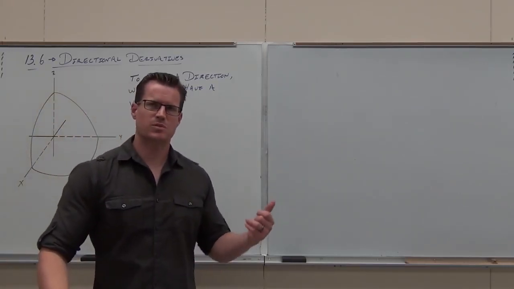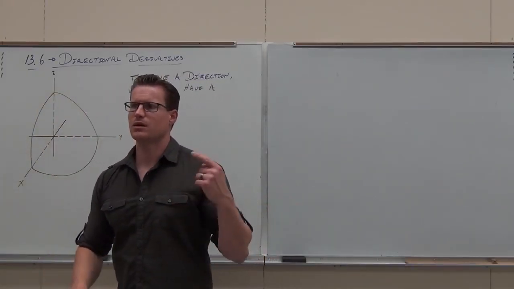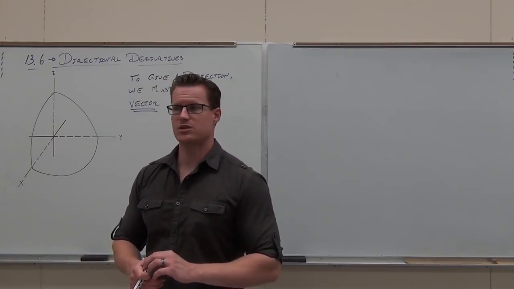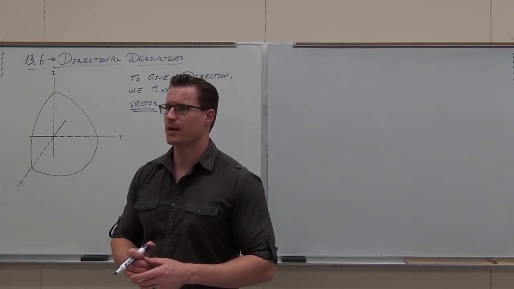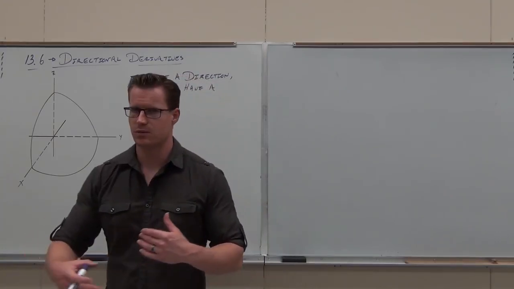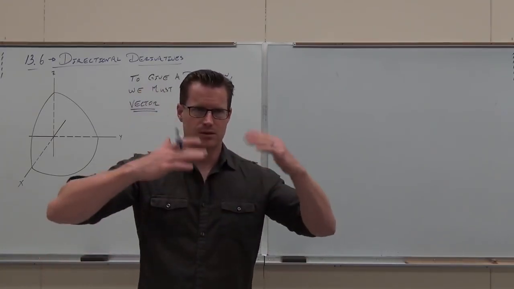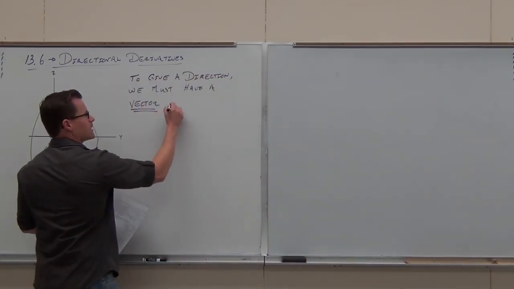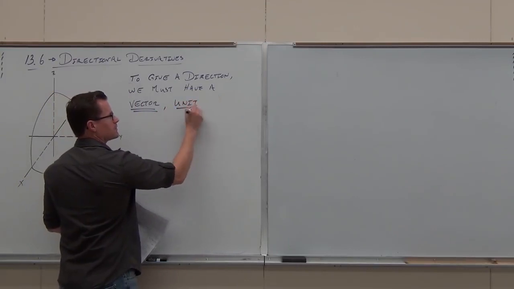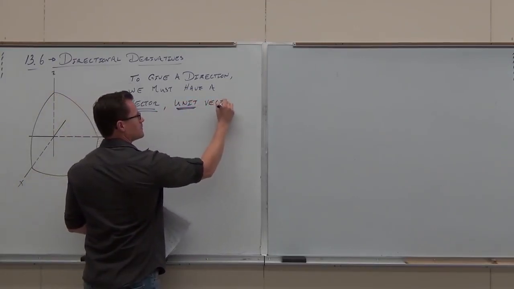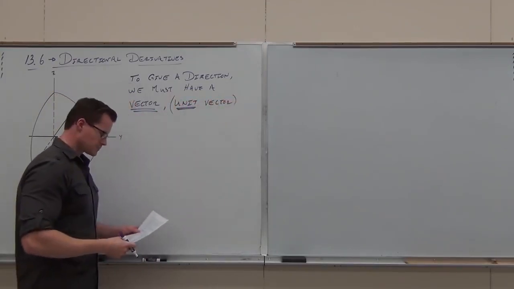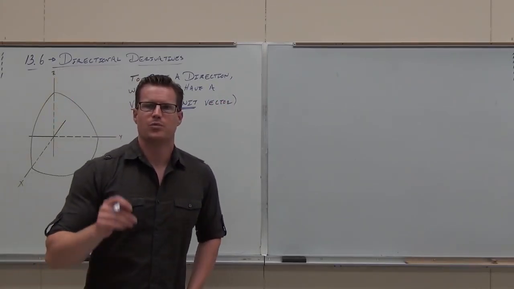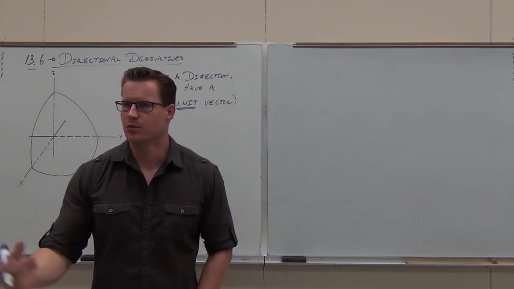Now, let's be more specific. Let's call it a unit vector, because I don't want the length of the vector to affect my slope in any way. I want the length to be 1 so that we don't magnify the slope accidentally. So let's take a unit vector on the plane of the independent variables.